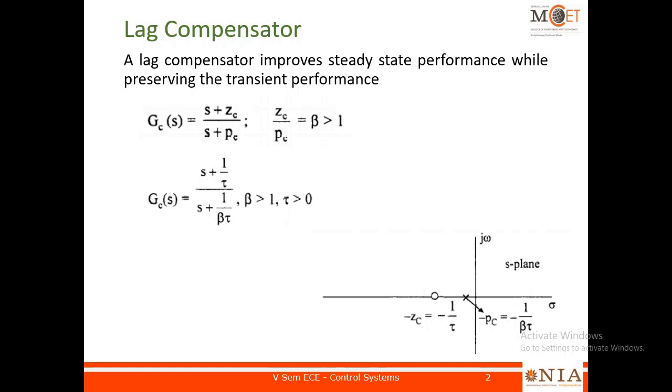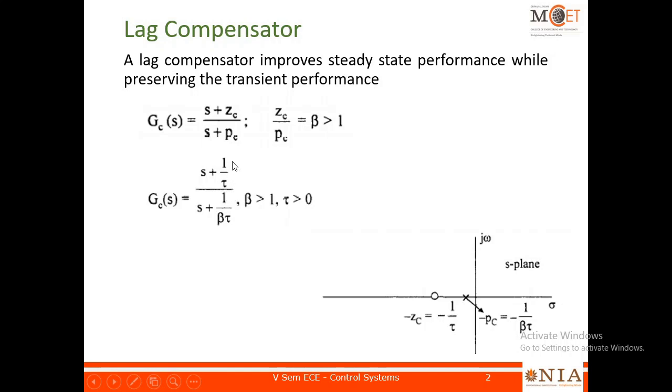Somebody who likes to improve the steady state performance rather than the transient performance, then they can go for lag compensator. The lag compensator transfer function is like this. Okay, it might look similar to lead, but it is not so, because the ratio ZC by PC, which is equal to beta, should be greater than 1. Okay, should be greater than 1.